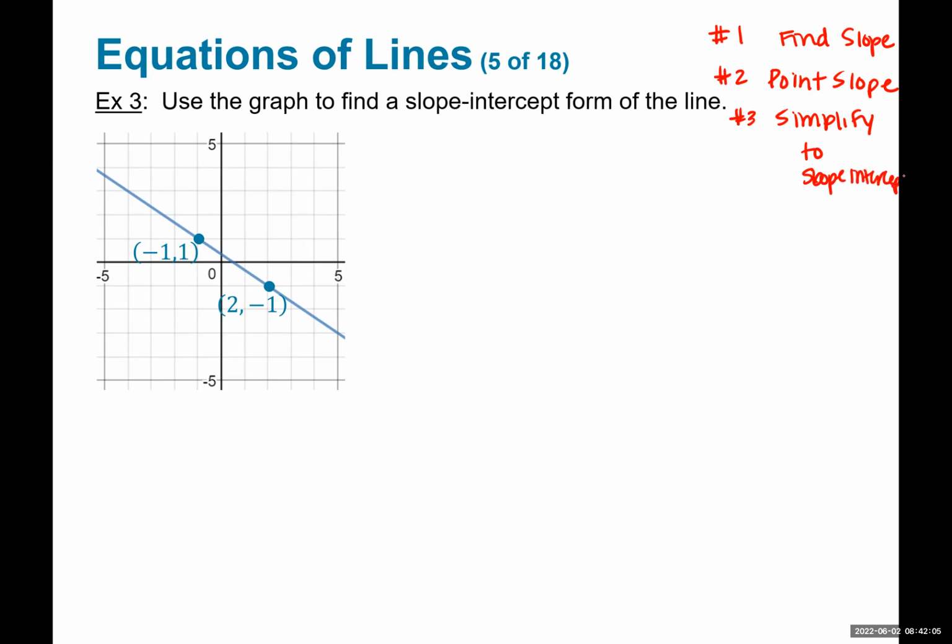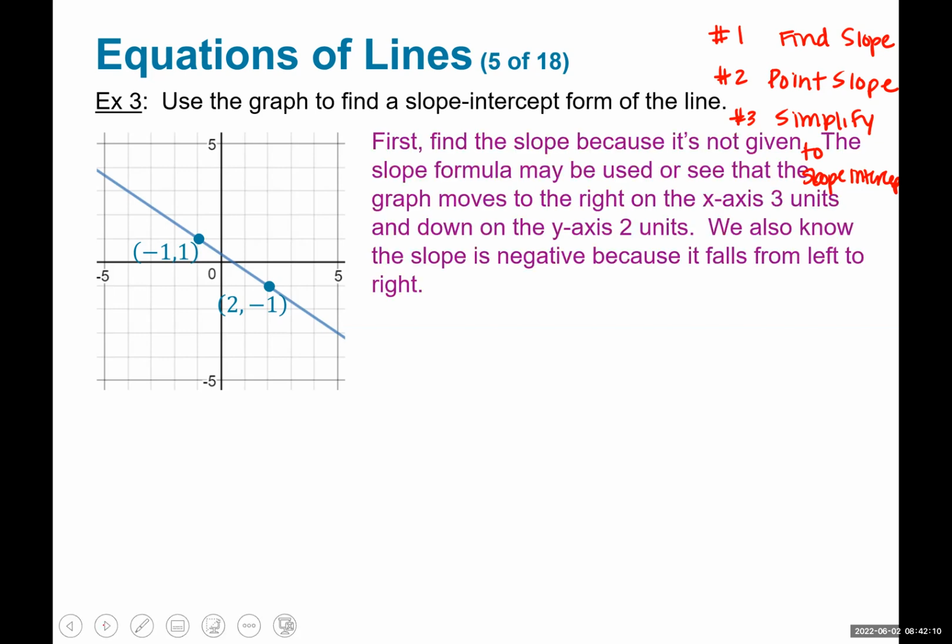Okay, so those are the steps. So let's do it. First step, use those 2 points and find the slope because it's not given. You could do it using the equation, or you could do it using our understanding of rise over run. So in this case, we are falling 2 and we went over 3. So our slope is negative 2/3. Changing y over changing x.